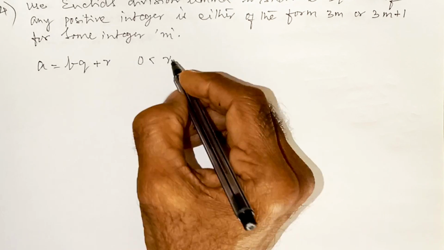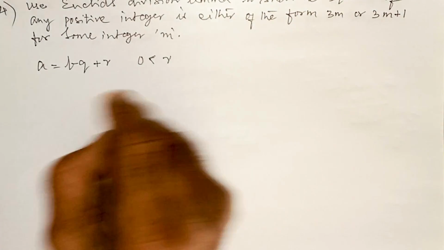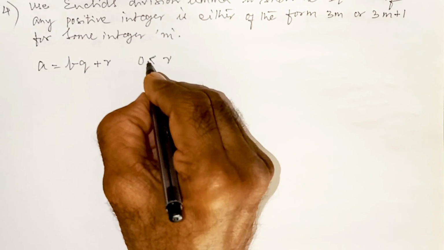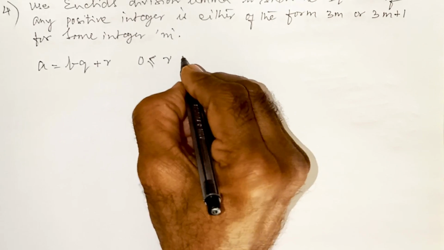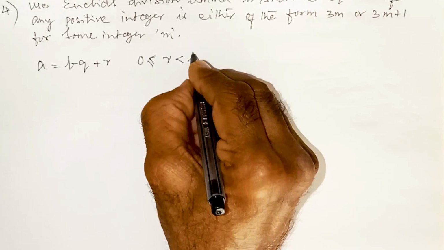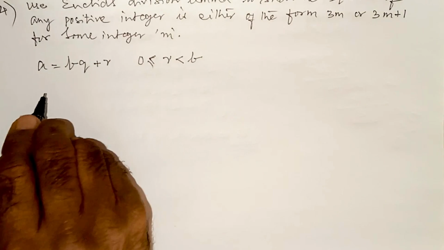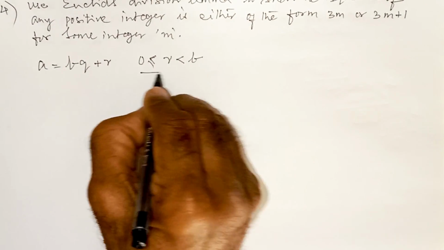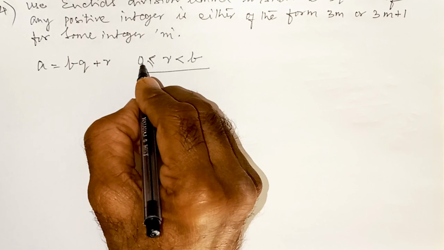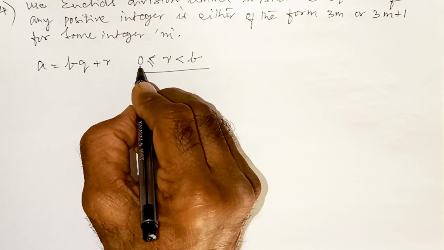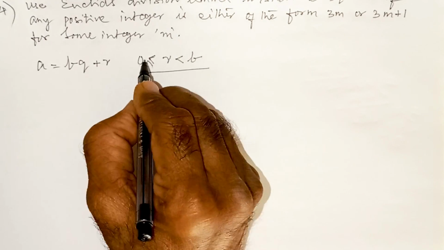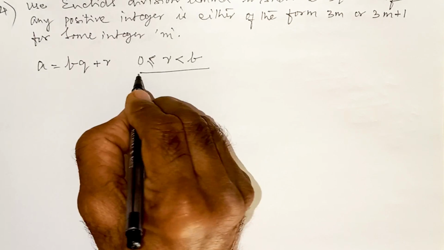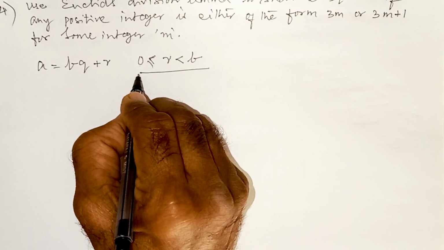will never be less than 0. It can be either more or it can be 0. And it should always be less than b, the divisor. This is the condition. Remainder is either equal to 0 or more than 0 and should always be less than the divisor. This is Euclid's division lemma's condition.